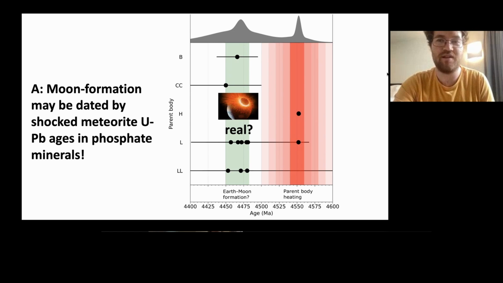And the clustering of ages from 4450 to 4480 million years ago in meteorites from various different parent bodies is plausibly indicative of a major dynamical event at this time. That could be moon formation. It could also be something else. For example, there are different astronomical models for a late instability at this time related to the migration of the giant planets. This may have dynamically excited the asteroid belt and produced a similar signal.